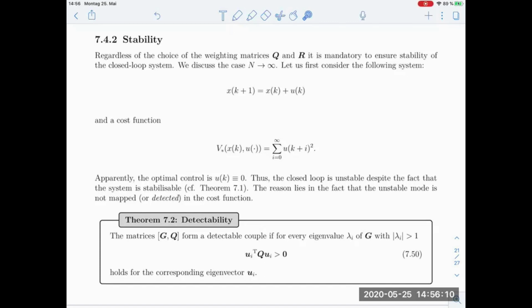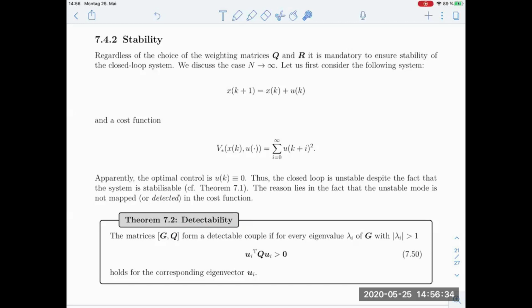And why is that so? Well, the problem here lies in the fact that we do not see the states themselves. We only see a part of the picture, especially not the state that is marginally stable or unstable, maybe. So we only see the inputs, and that is related to what we call detectability.